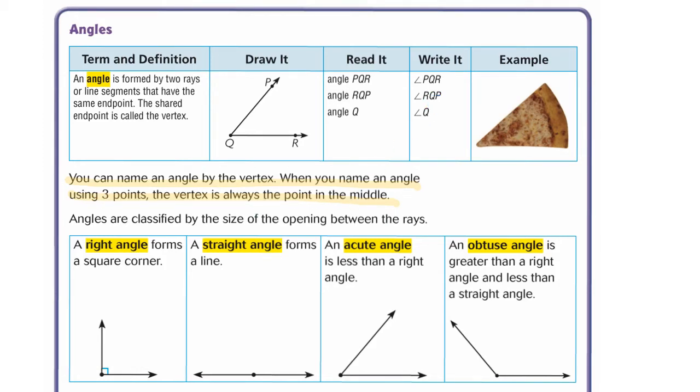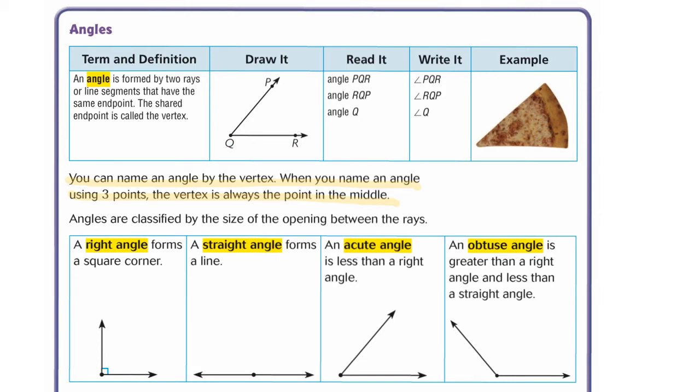Sometimes we get a little confused and we might say, for example, angle RPQ. Well, based on this picture, there is no angle RPQ. So you can't go this way. You can only go where the vertex is in the middle, if that makes sense.